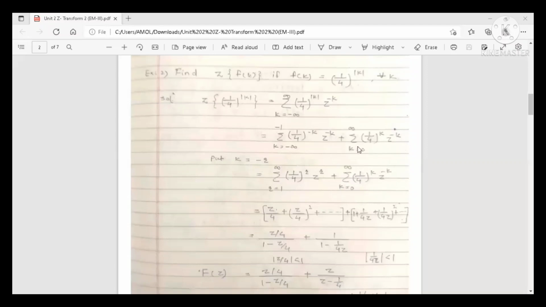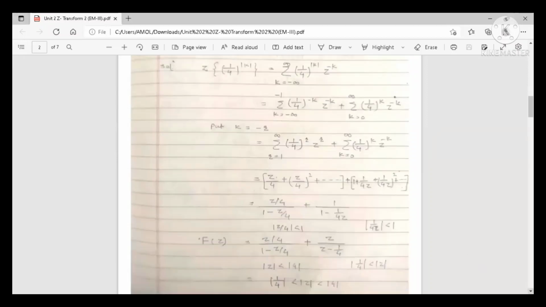The second summation, second term as it is, because the limits are positive, 0 to infinity. So no need to use substitution here. The substitution is only for the first summation because limits are negative, to change the limits. Now for the first summation, you put r is equal to 1, then you will get the first term 1 by 4 into z, z by 4. Second term, put r is equal to 2, the term is z by 4 to the power 2. When r is equal to 3, the term is z by 4 to the power 3, and so on.